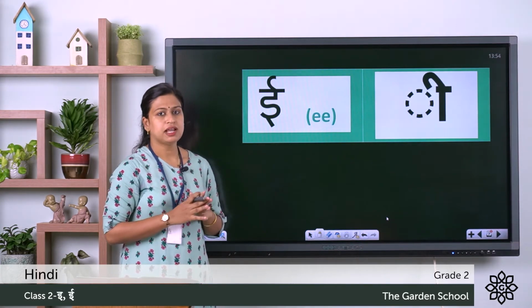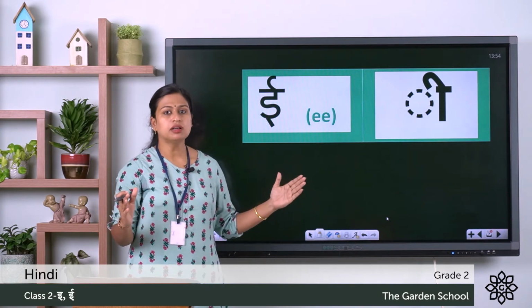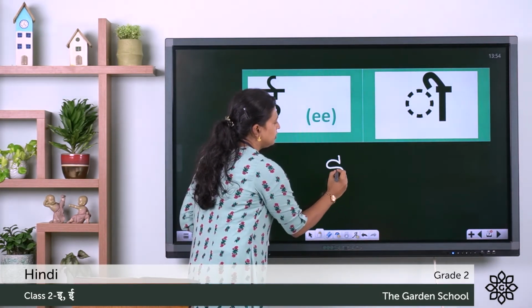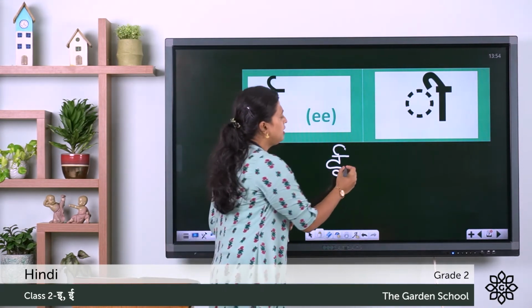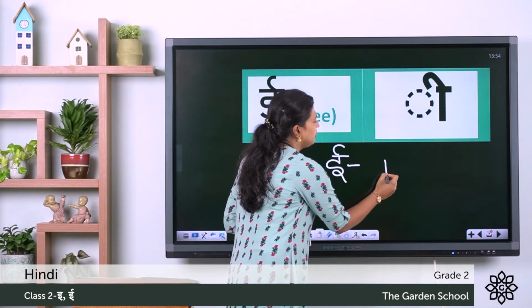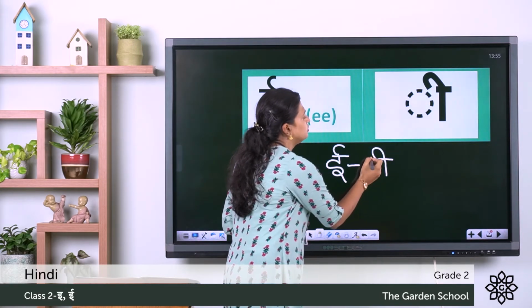Now the next Swarakshar is Ee. So this Swarakshar has a longer sound. This is the letter Ee, which has a longer sound, and the symbol for Ee is a standing line, sleeping line, and on the top a roof.